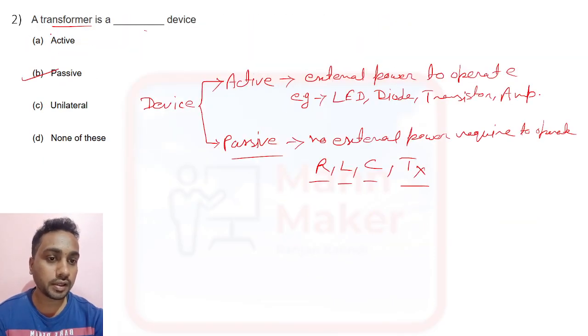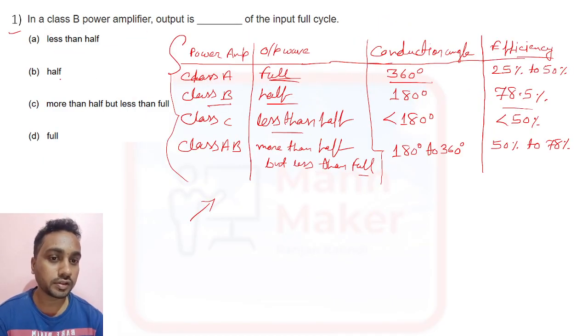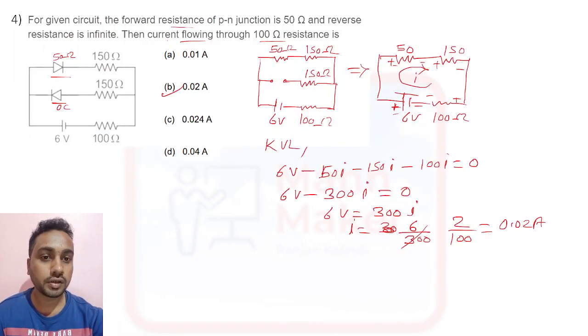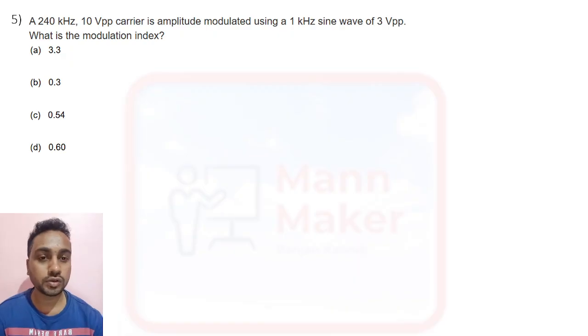Here I gave the answer. Oh, here first is a half. Okay. Option B is the right answer in the first question. Now fifth question.